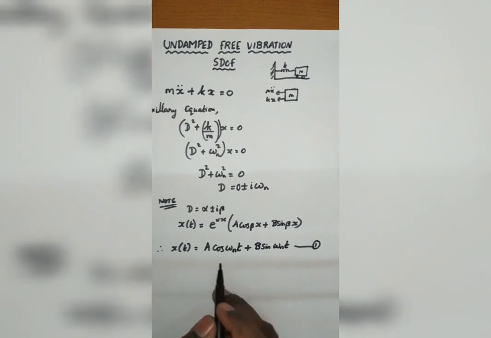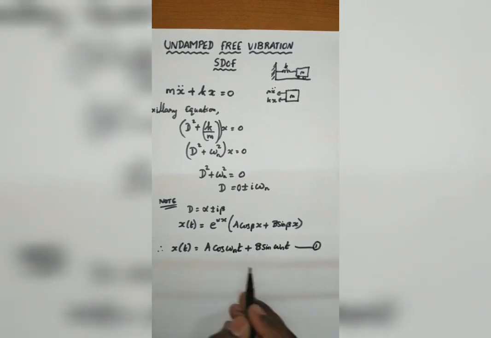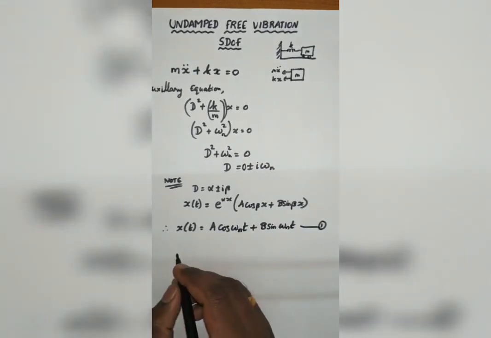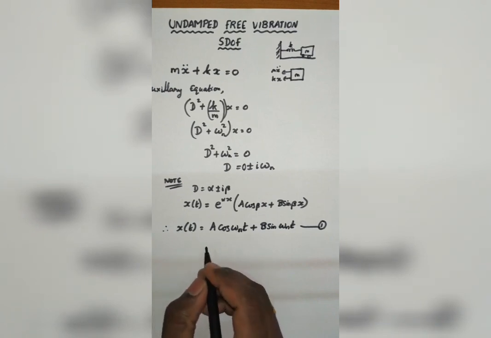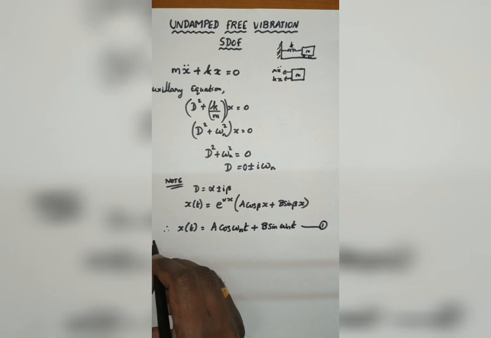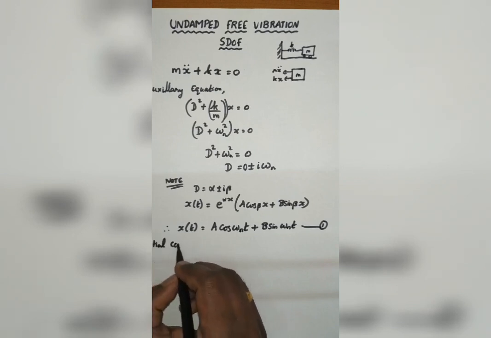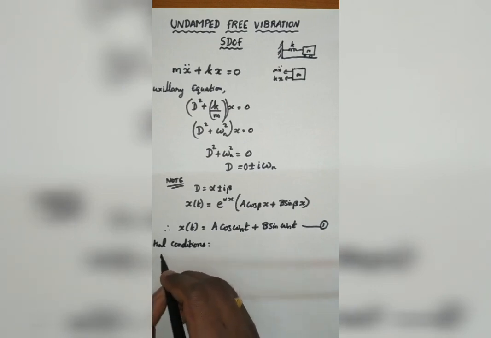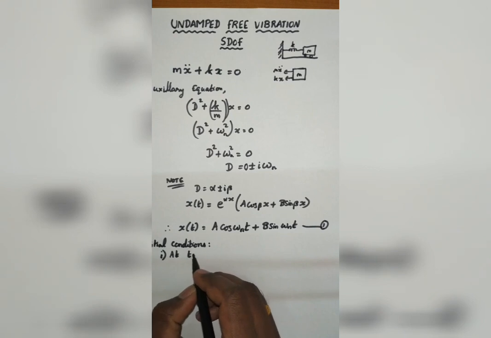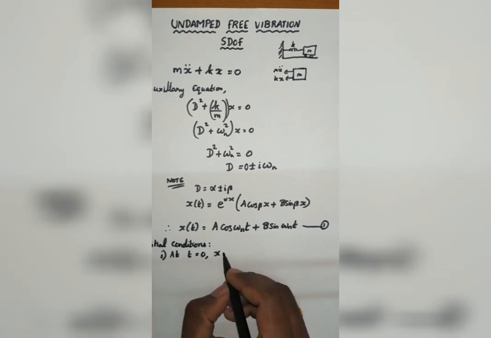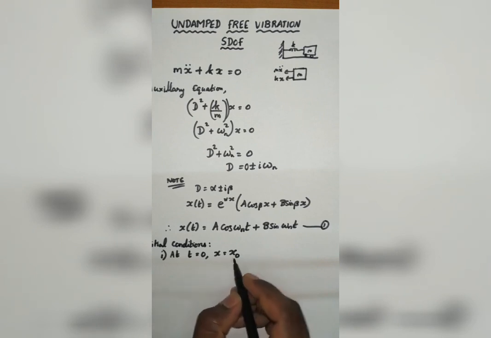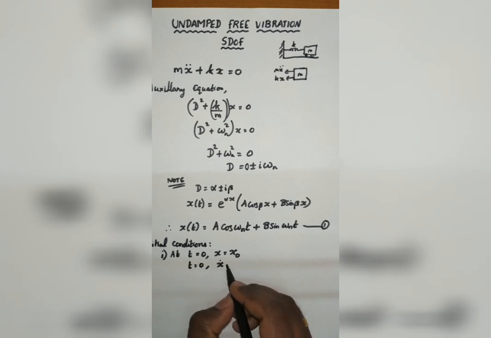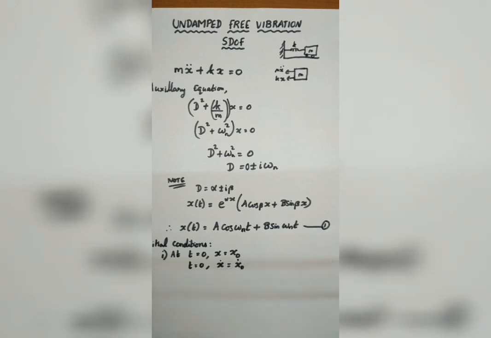Here we have to find the constants a and b and substitute them to get the final solution for this undamped free vibration, for which we need some initial conditions. What are those initial conditions? At time 0, x will be x naught, the initial displacement, and the velocity will be the initial velocity.